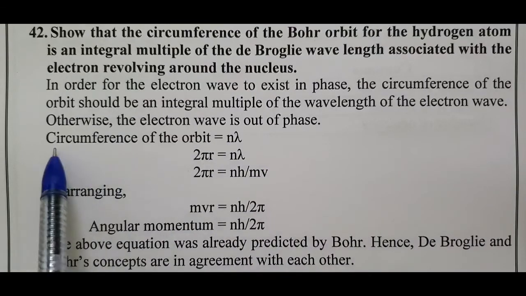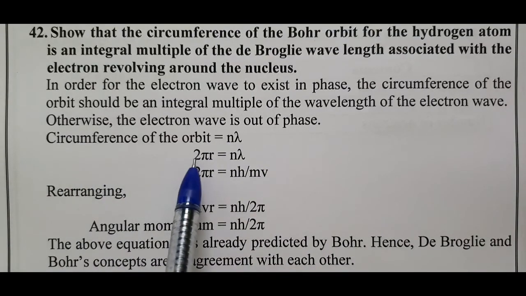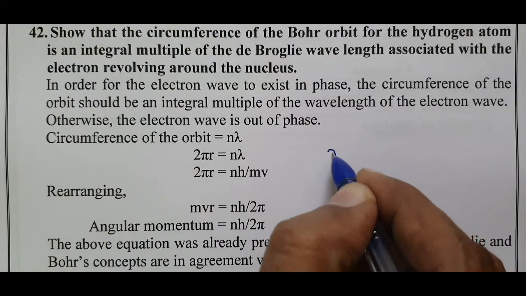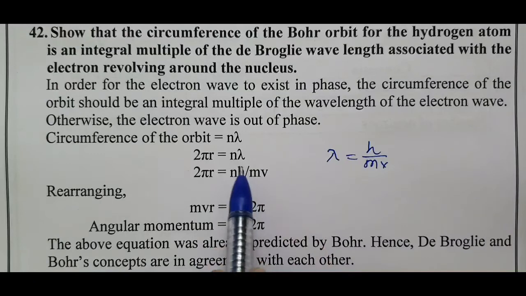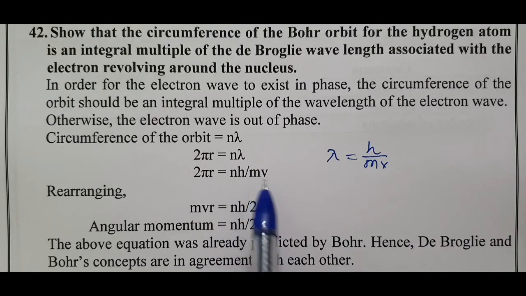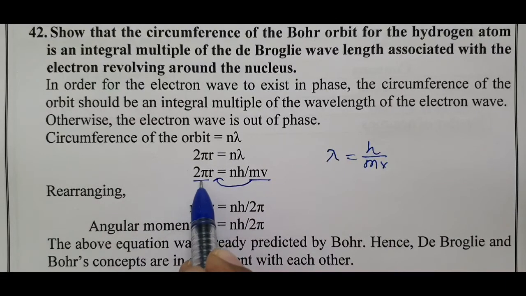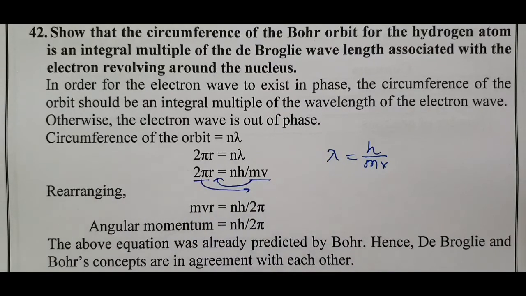So, what is the formula used to calculate circumference? 2 pi r equal to n lambda. What is lambda? De Broglie wavelength lambda equal to h by mv. So, instead of lambda, now I substitute this value h by mv, rearranging. Bring the mv to the left hand side and 2 pi to the right hand side. mvr equal to n into h by 2 pi.